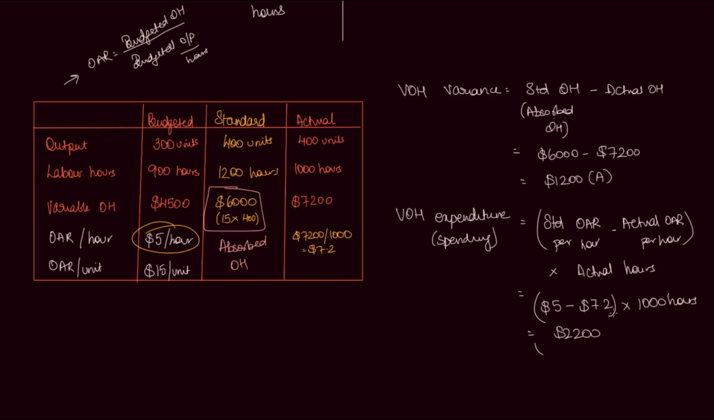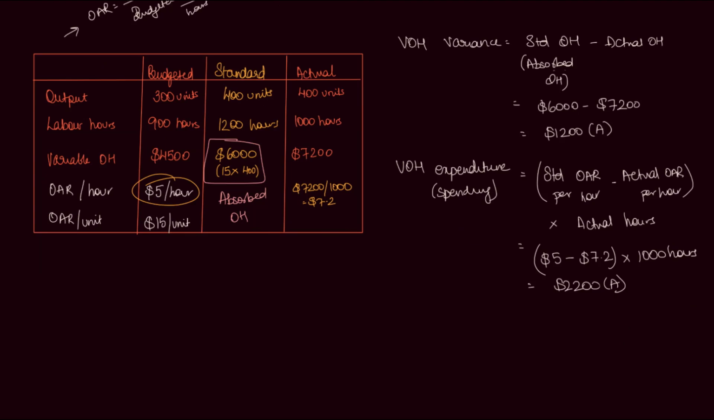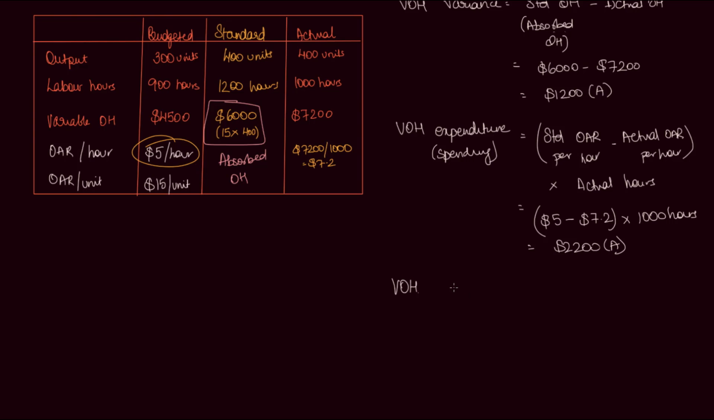Is this an adverse variance or a favorable variance? Compare the standard overhead absorption rate per hour, 5, and the actual overhead absorption rate per hour. It means the management thought that for every hour worked, the firm will spend just $5. But in reality, the firm ended up paying $7.2 for every hour they worked, which means extra money is being paid or spent. So the difference will be an adverse variance. And going to the second part of the variable overhead variance, which is the variable overhead efficiency variance.